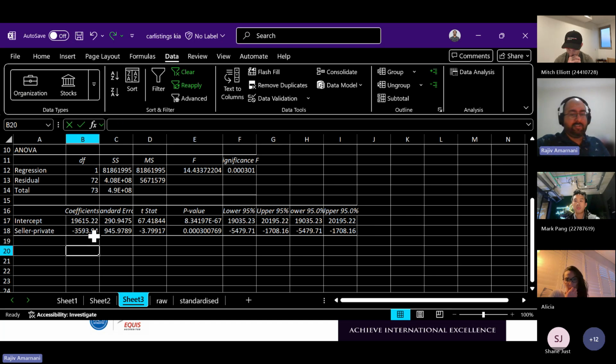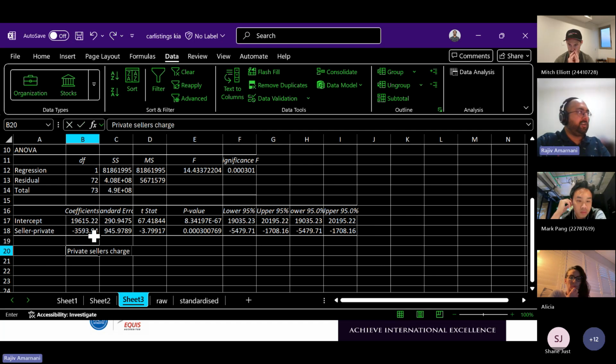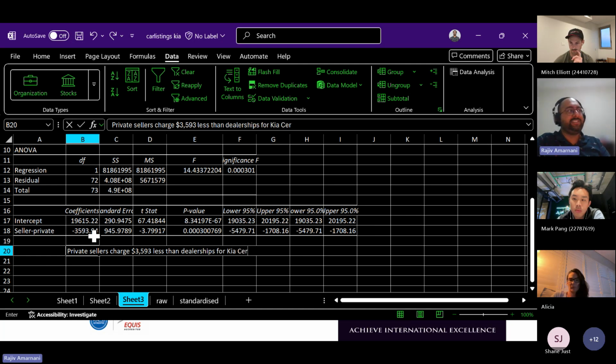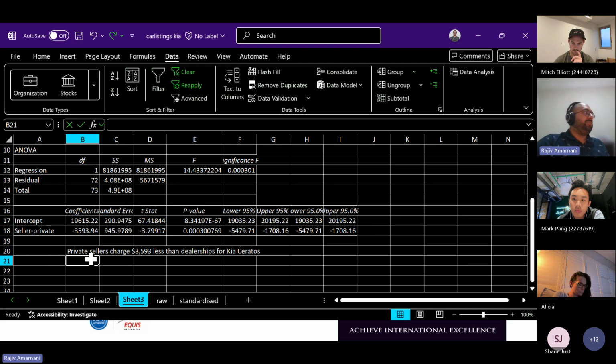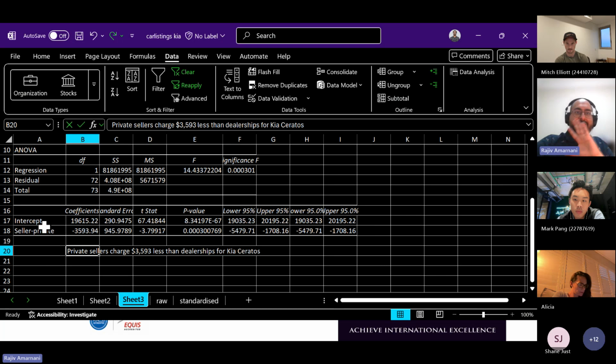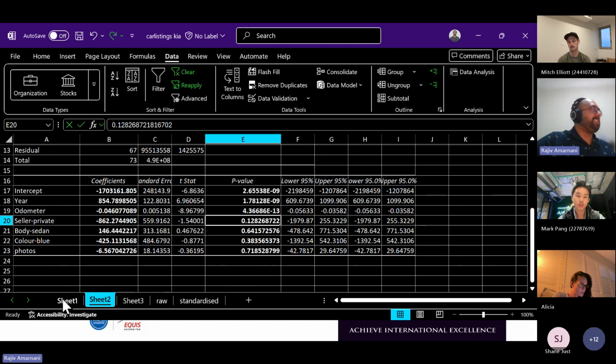We interpret this coefficient as effectively saying that private sellers charge $3,593 less than dealerships for Kia Ceratos in WA, etc., etc. Yeah, so that's what we find here. However, this is not taking into account the context of private sellers selling cars with more on the odometer, right? What do we know about what private sellers are selling?